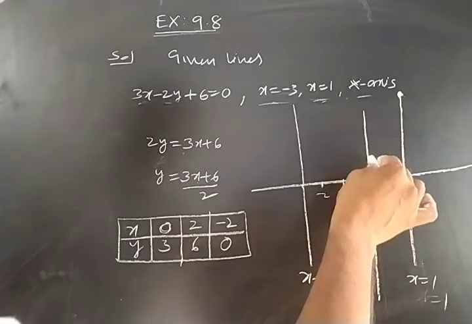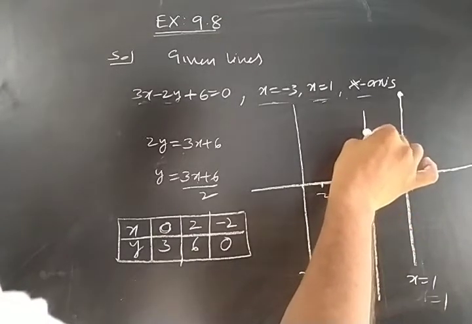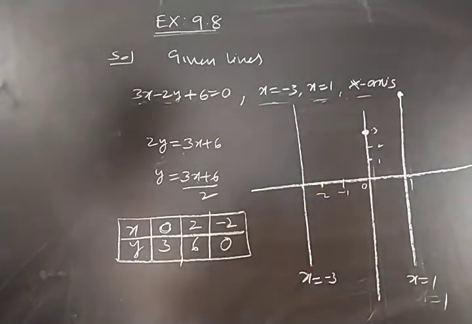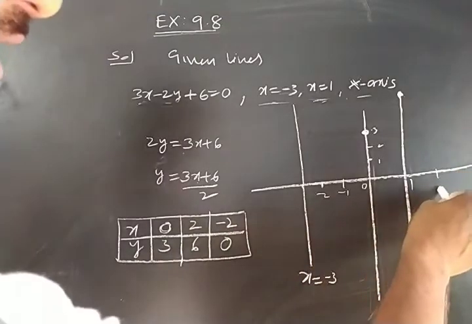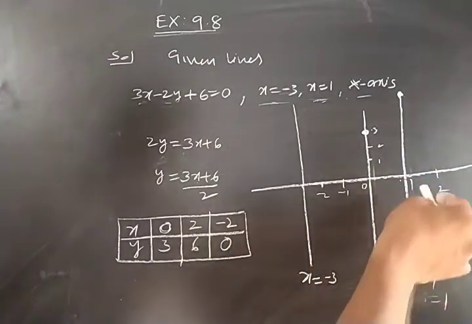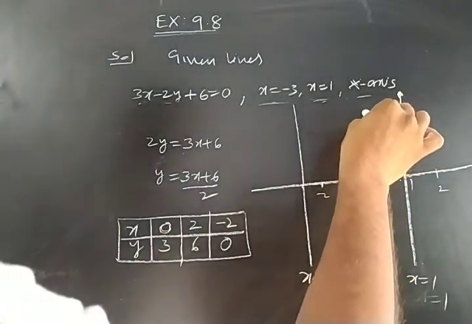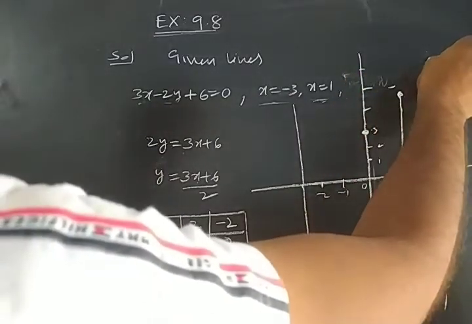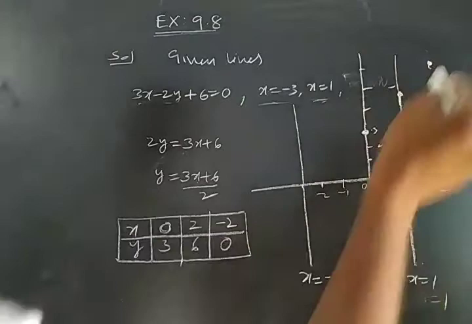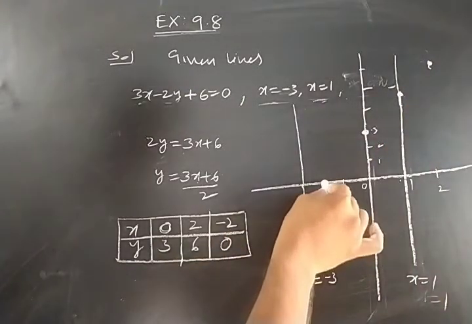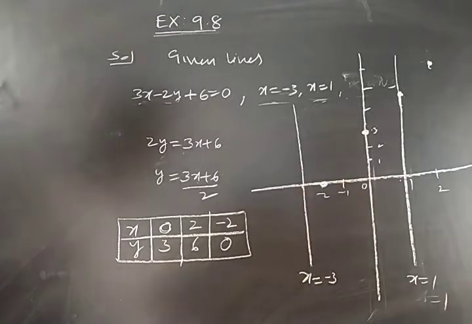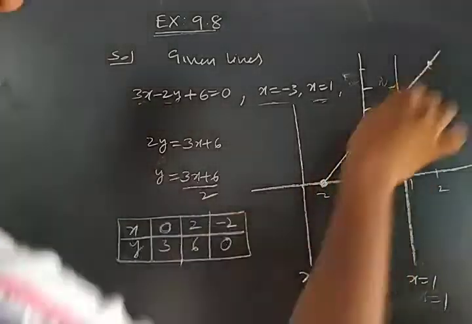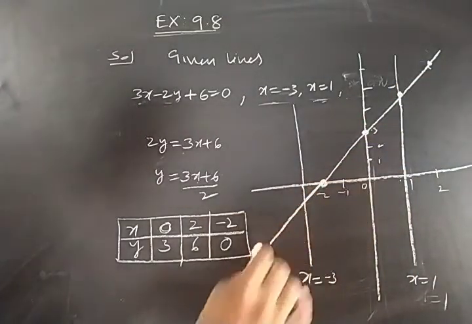If x is 0, y is 3. So it will be here. This is the point. Right? 1, 2, 3. So it is a point on y axis. Next, if x is 2, y is 6. Let me extend the y-axis. This is 4, 5, 6. So I have to take one point here. This is one point. And if x is minus 2, y is 0. It will meet x-axis at minus 2. Okay. So by joining these points, this is the required line.